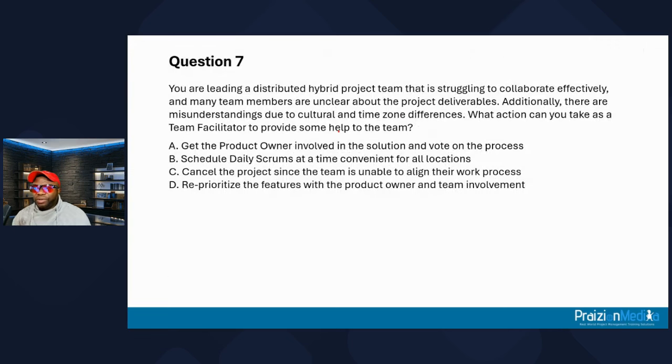Question 7. You are leading a distributed hybrid project team that is struggling to collaborate effectively, and many team members are unclear about the project deliverables. Additionally, there are misunderstandings due to cultural and time zone differences. Which action can you take as a team facilitator to provide some help to the team? A. Get the product owner involved in the solution and vote on the process. B. Schedule daily scrums at a time convenient for all locations. C. Cancel the project since the team is unable to align their work process. D. Reprioritize the features with the product owner and team involvement.